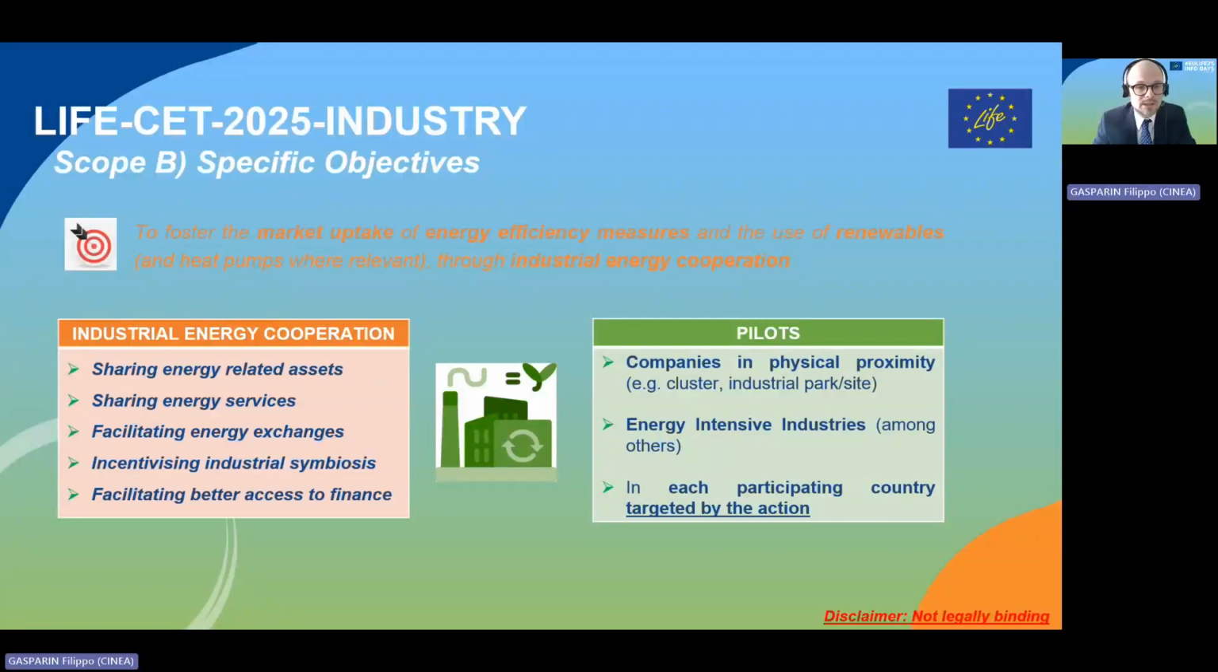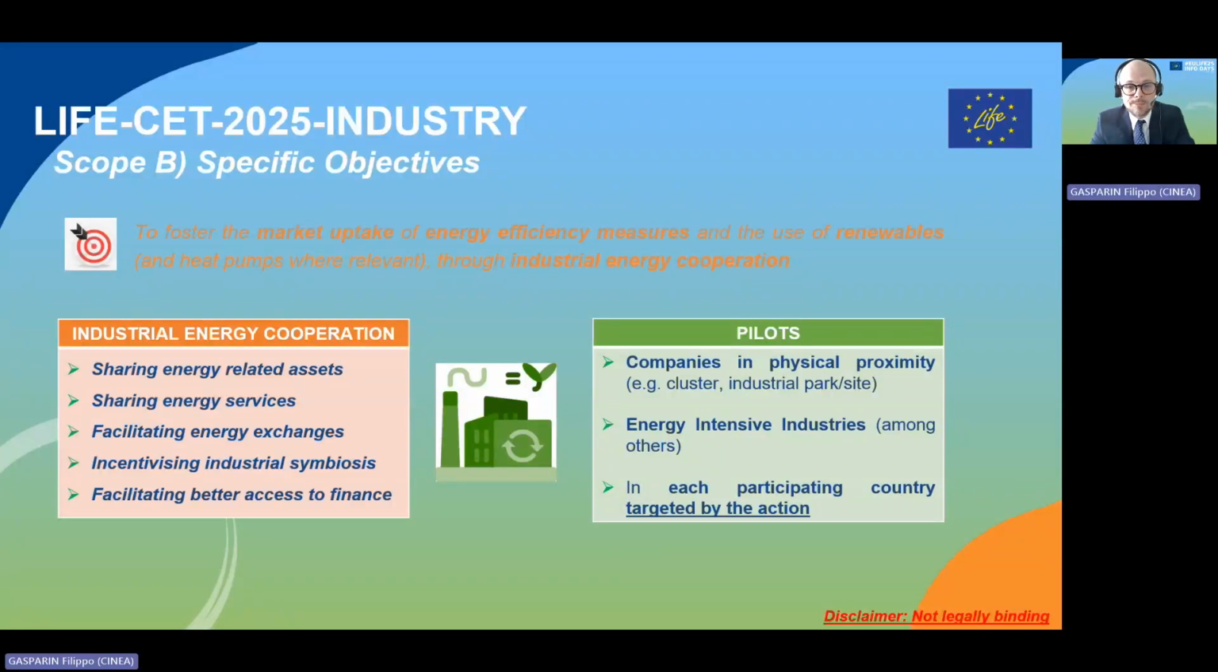And of course, another important element of such cooperation is to facilitate access to finance, either by pooling resources for the investment in sustainable energies or bundling together small sustainable projects in order to increase their bankability.